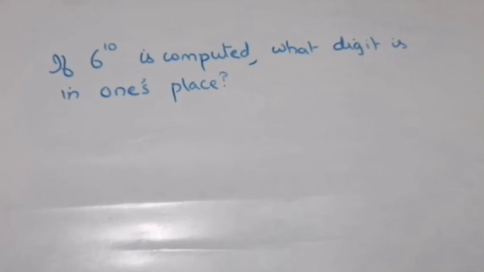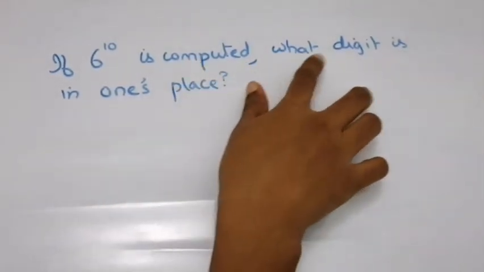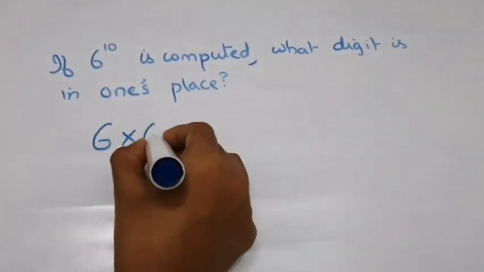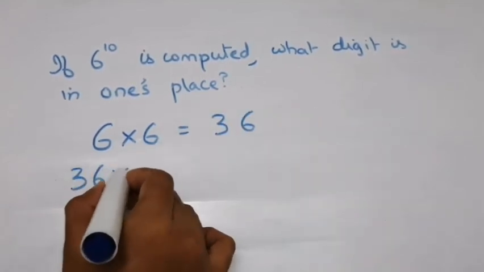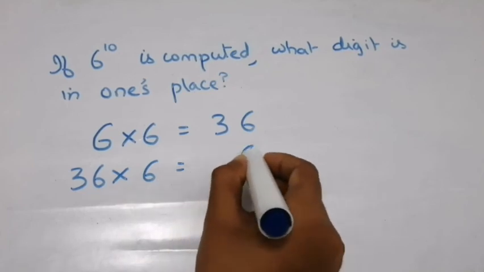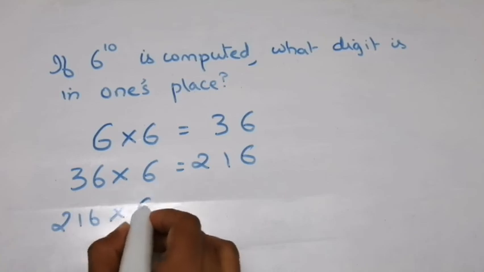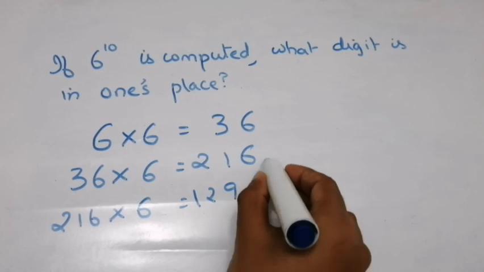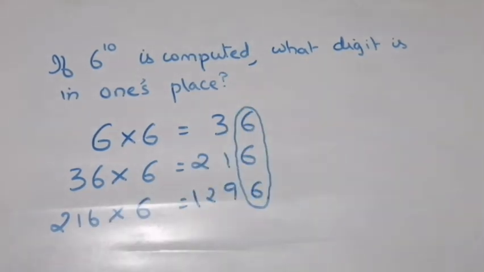Okay. Another question. If 6 to the power 10 is computed, what digit is in 1's place? So we know always 6 into 6 is equal to 36. Now again, 36 into 6 is how much? 216. Now again, 216 into 6, how much? So always you can see in the 1's place 6 is only coming. So you can write the digit in 1's place is 6 always.